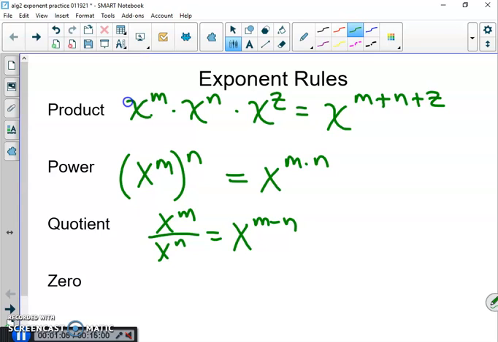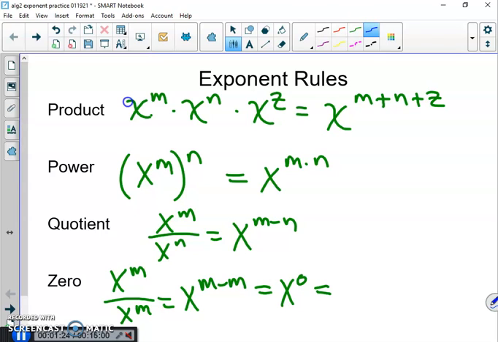The zero rule actually comes from the quotient rule. The big difference between the two is that the exponent in both the numerator and denominator are the same exponent. It's the same exponent. So therefore, when you subtract them, you get a zero. Hence why it's called the zero rule. Because the numerator and denominator is the same value, like 3 squared over 3 squared, or x to the 7th over x to the 7th.